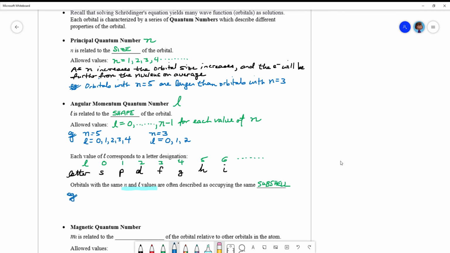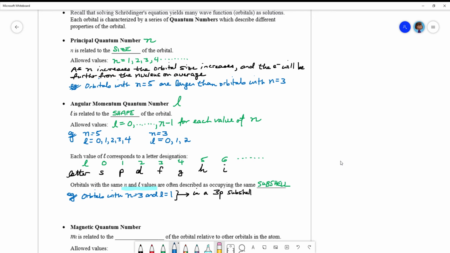let's suppose in this example we have orbitals with n equals 3 and L equals 1. Well, orbitals with n equals 3 and L equals 1, let's remember that L equals 1 corresponds to a P designation. Well, we would say that these orbitals are in a 3p subshell. Let's write that over here.